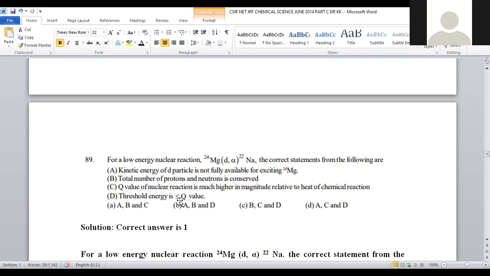So C is also correct. Threshold energy is lesser than Q value is the wrong one. Threshold energy will be higher than Q value. What is meant by threshold energy? Threshold energy is the suitable energy required for facilitating this nuclear reaction. The sufficient energy required for the molecule to participate in the nuclear reaction is called threshold energy. That will be greater when compared to Q value, right? So option D is the wrong statement. A, B, C are the correct statements, provided in option number 1. For question number 89, option number 1 is the correct answer.